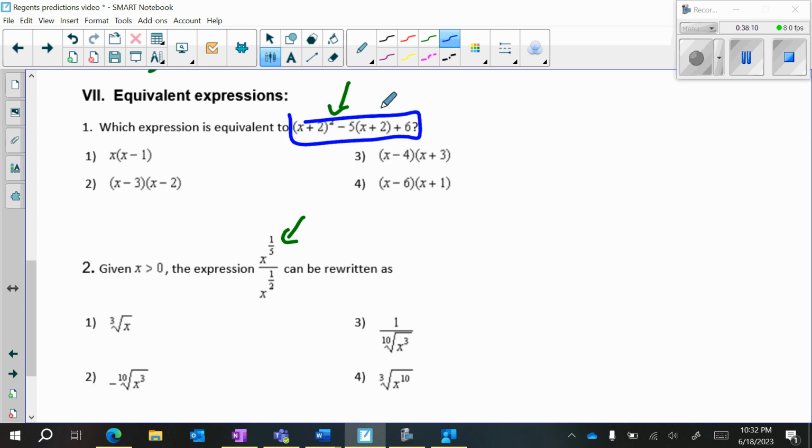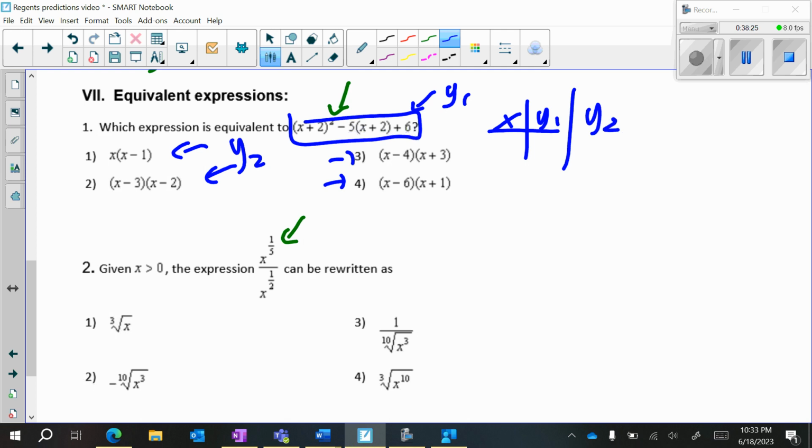So you would put this equation in y1, because it's a multiple choice, you can do this, and then you would put all the choices in y2, and you would see which one graphs on top of itself. So the tables would have to match in y1 and y2, or when you hit graph, the graphs go on top of themselves. Okay, so that is the key for these.